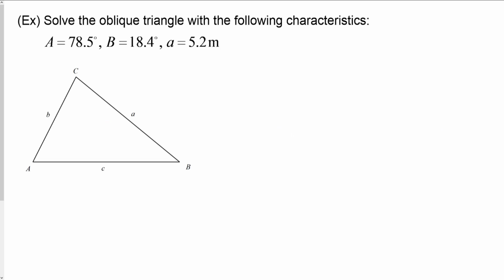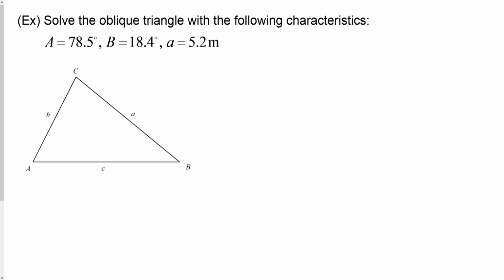Solve the oblique triangle with the following characteristics. We have angle A with 78.5 degrees, angle B which is 18.4 degrees, and side a which is 5.2 meters. When they say to solve the triangle, they want you to find all the other pieces of information, all the other sides, all the other angles that are unknown. So let's label what we do know.